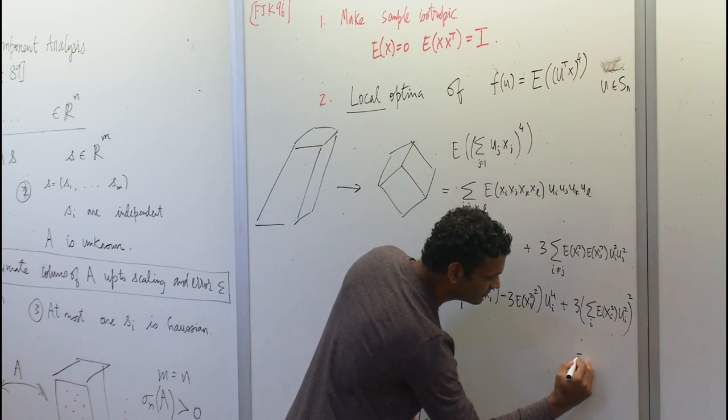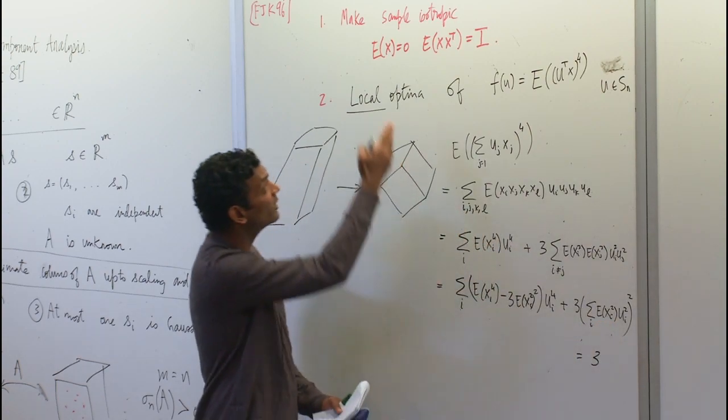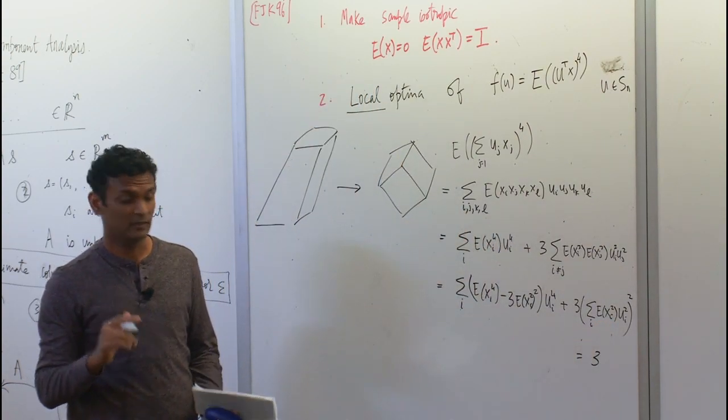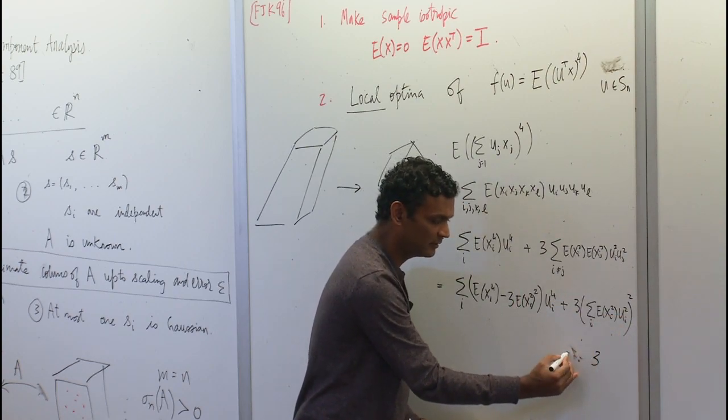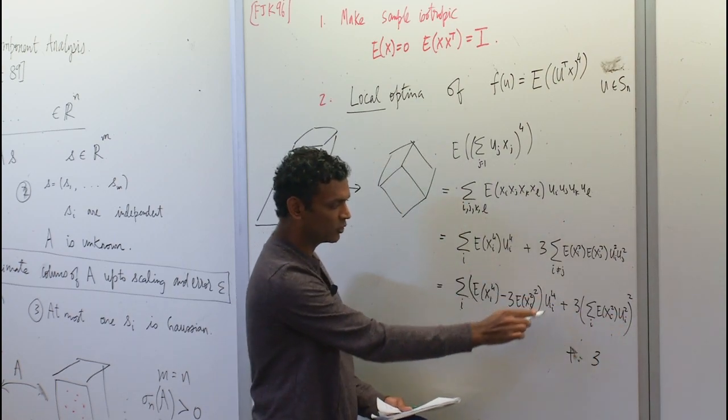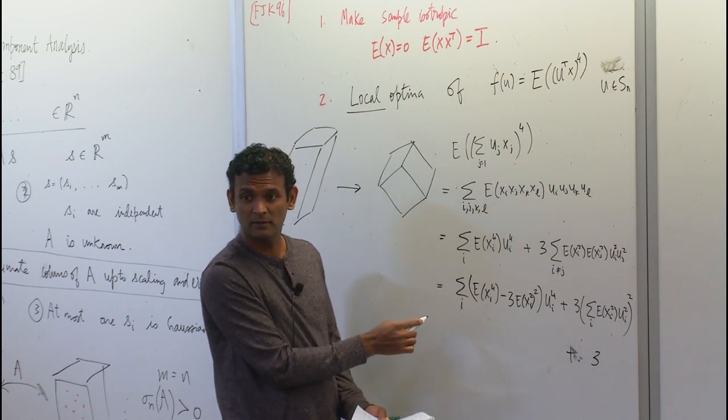This is just 3. Because the expectation of xi squared, because of the isotropy assumption, is 1. And u is a unit vector, so this is 1, so that's 3. This term is just 3, constant. And really you're finding the local maxima of this. Okay.